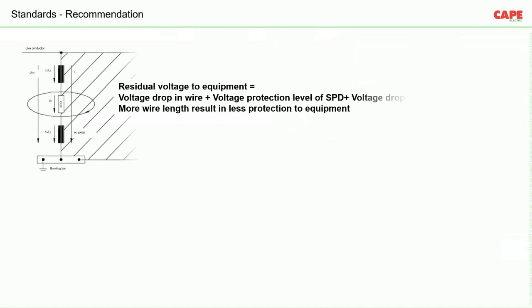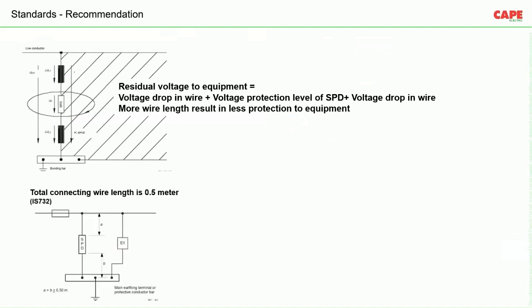So now, what does the standard say about this? The standard first talks about the residual voltage to equipment. That means the effective voltage protection level in an equipment will be the voltage drop across the wire, plus the voltage protection level of an SPD, plus the voltage drop across the other wire. I am going to explain this in the next slide.